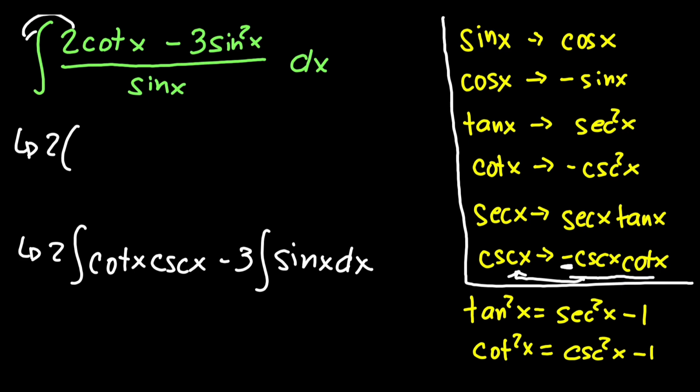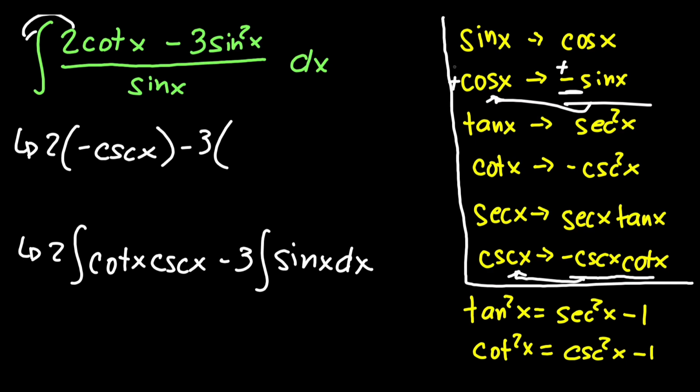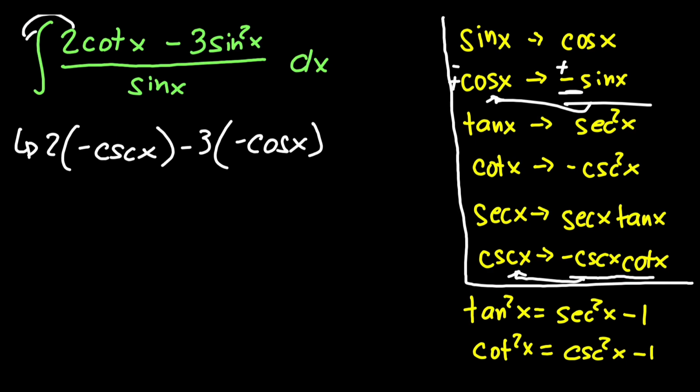But since it is a negative, this would be equal to negative cosecant x minus 3 multiplied by the integral of sine of x, which is cosine of x. But since this is negative sine of x, which corresponds to positive cosine of x, if sine of x is positive, it is obvious that cosine would be negative. So this would be negative cosine of x. And so the final answer would be equal to negative 2 cosecant x plus 3 cosine of x plus c.